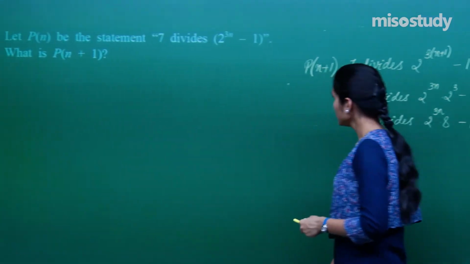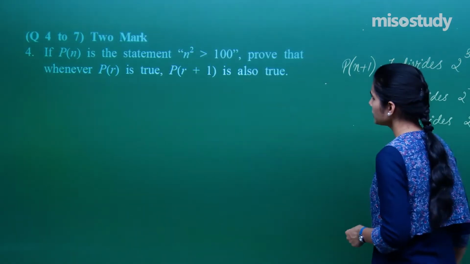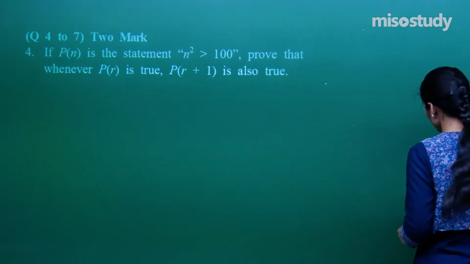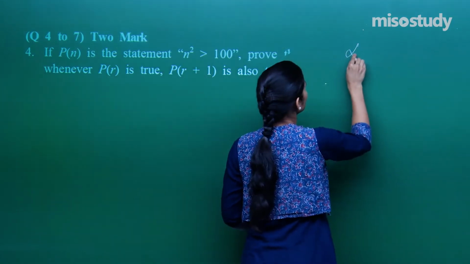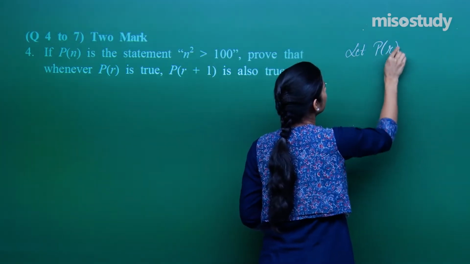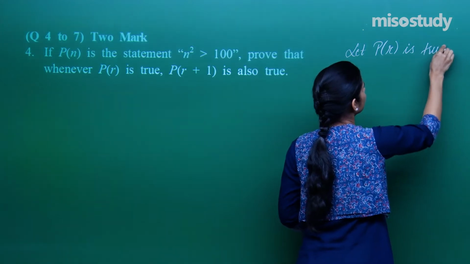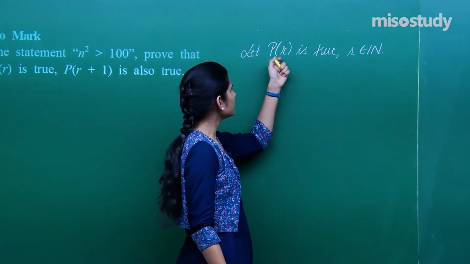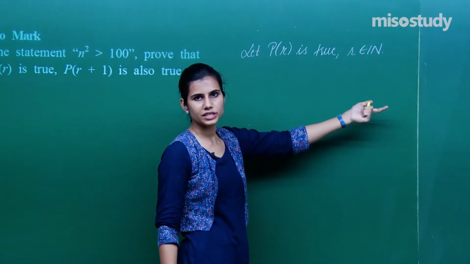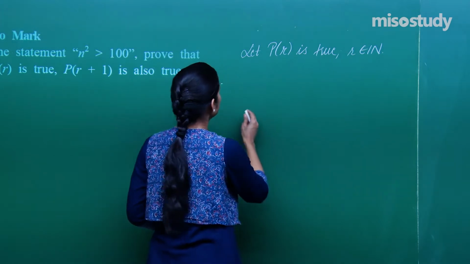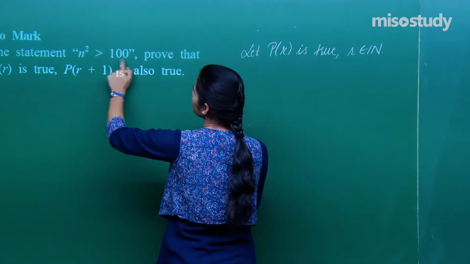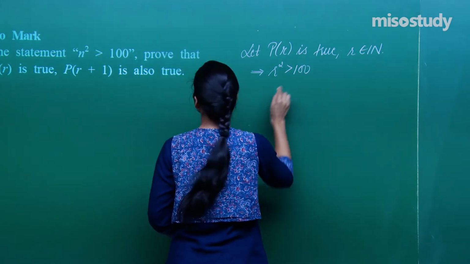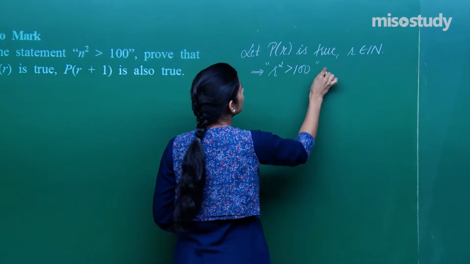Next we have what? If Pn is this particular statement, prove that if Pr is true, then Pr plus 1 is also true. So let us assume Pr is true. Let Pr is true. R is natural number. R is belonging in the set of natural numbers. We know this Pn, where n is in the set of natural numbers or positive integers, which is natural numbers itself. Let Pr be true. If Pr is true, that means this statement is true. This implies R square is greater than 100. This is true.